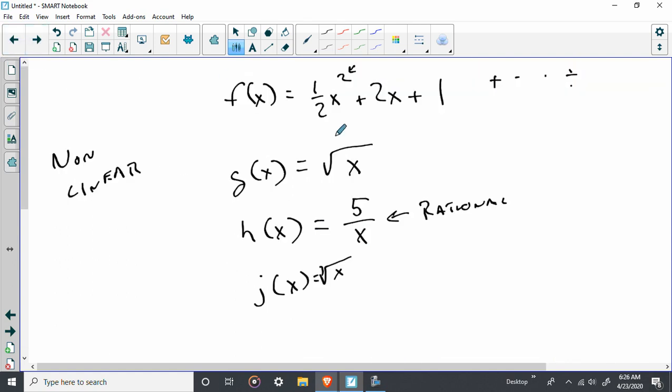Now from a graph, it's pretty easy. If it's a straight line, it's linear, okay? If it's dots in a straight line, it's linear. If it's anything else, it's nonlinear. From an equation standpoint, all you're looking for is, does it have something that's not addition, subtraction, multiplication, division? Does it have an exponent? Does it have a square root? Does it have an x in the denominator? Does it have a cube root? Anything that's not addition, subtraction, multiplication, or division is going to be nonlinear, okay?